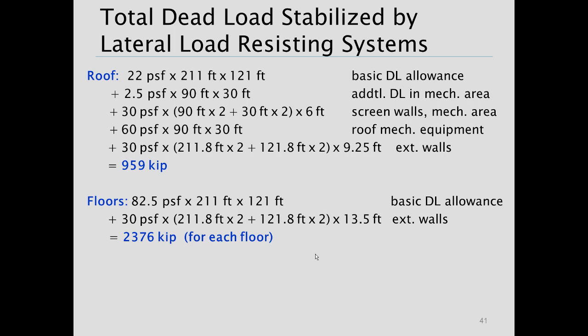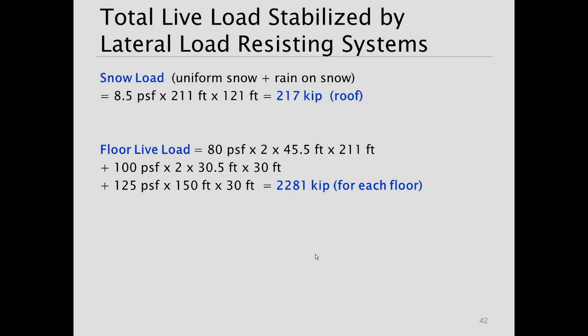Then at the floors, our 82.5 PSF dead load allowance at the floors, then our 30 PSF again on the exterior walls, 13.5 foot of exterior walls supported at each floor. So that gives us 2,376 kips for each floor as total dead loads that need to be stabilized by our lateral load resisting systems. Looking at snow load, uniform snow plus rain on snow at the roof, 8.5 PSF times the overall roof area of the building, 211 by 121, gives us 217 kips at the roof.